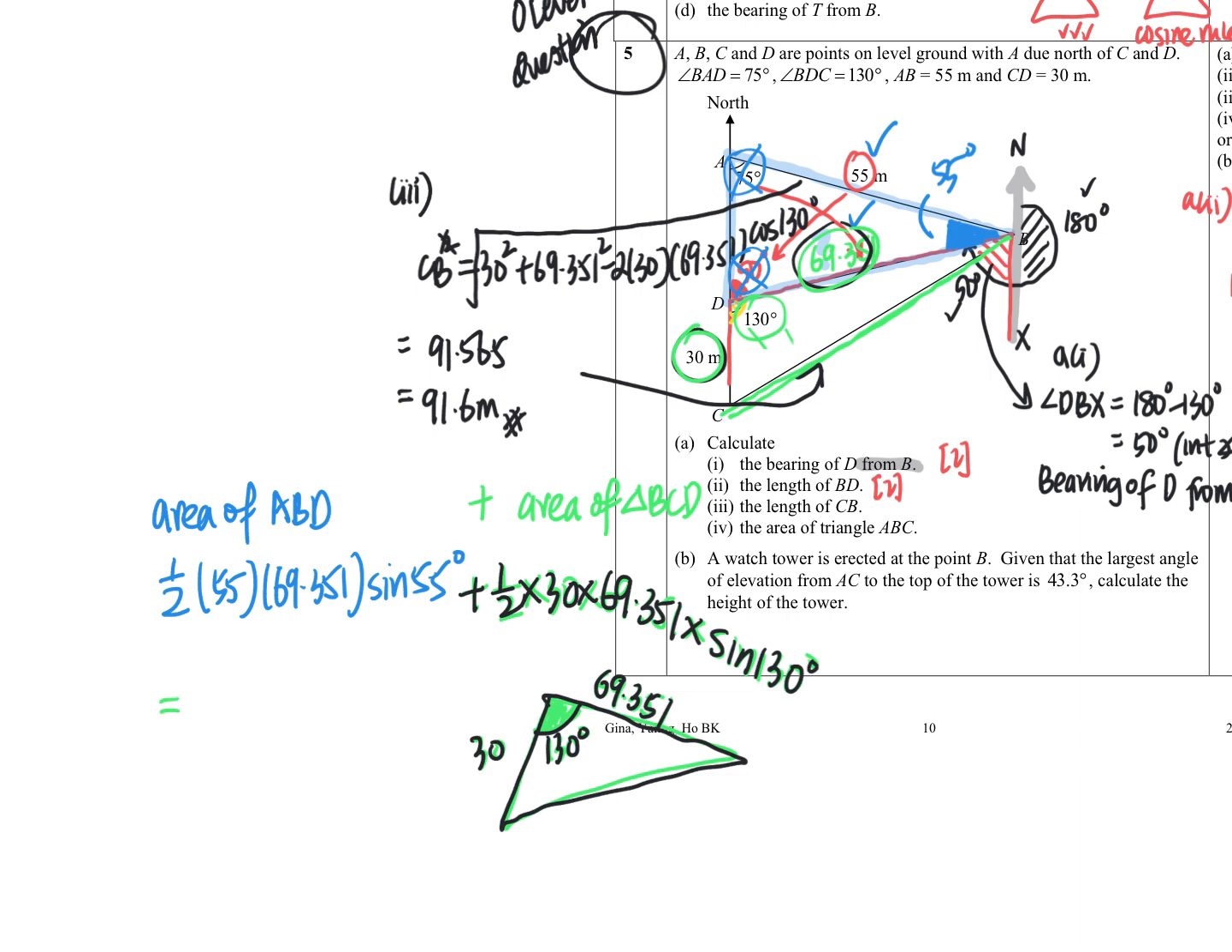Okay, so the answer you get is 2359.137. So to 3 significant figures, you round up to 2360, because you add the blue triangle to the green one.